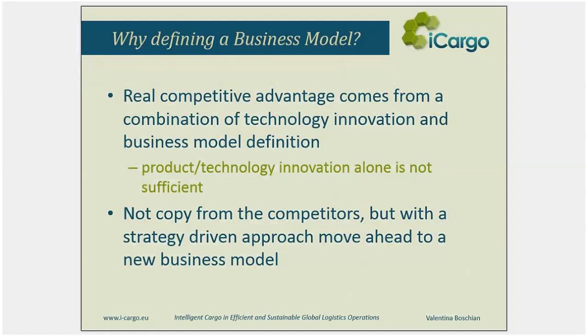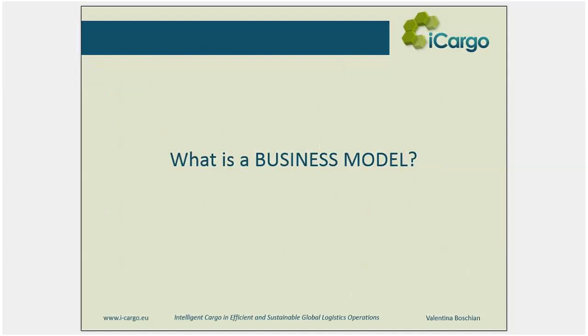Before describing what a business model is, it's better to explain why it's useful to define it. So, by defining a business model, it's possible to achieve a real competitive advantage, since focusing only on product innovation or technology innovation is not sufficient to really gain a competitive advantage from the competitors. So, by defining a clear combination on one side of technology innovation and on the other side of business model definition, it's possible to define a strategy-driven approach to move ahead from the competitors and by applying a new business model. But what really is a business model?